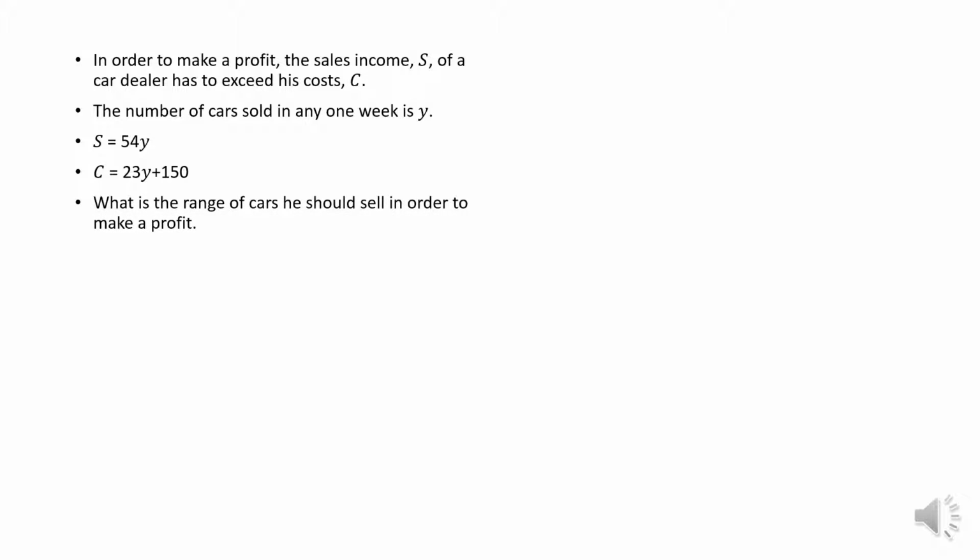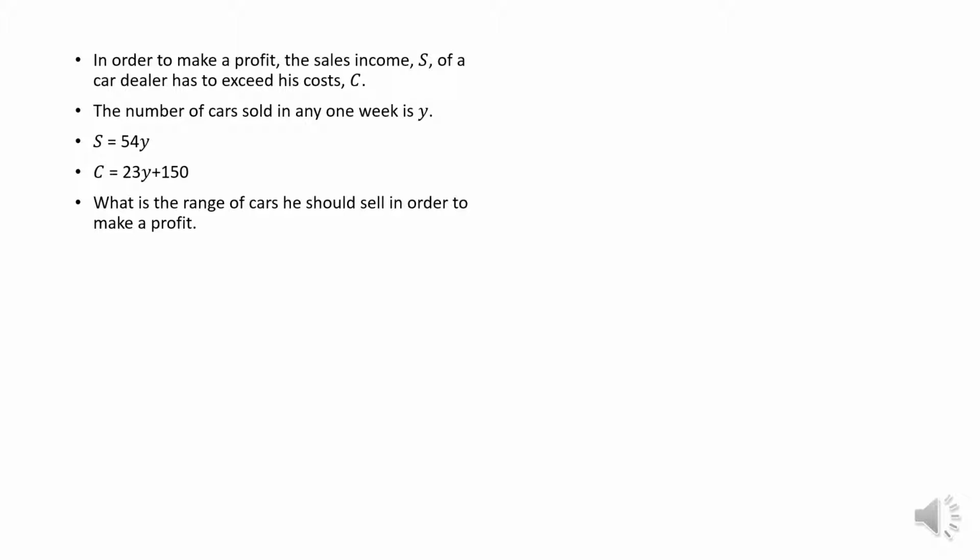Right. Exercise 2 in this interval notation presentation. It says, in order to make a profit, the sales income S of a car dealer has to exceed his cost C. And it then says the number of cars sold in any 1 week is Y. And the sales income is shown by 54Y. And his cost in any particular week is shown by 23Y plus 150. Don't forget that Y is the number of cars sold in 1 week. So, what is the range of cars he should sell in order to make a profit?